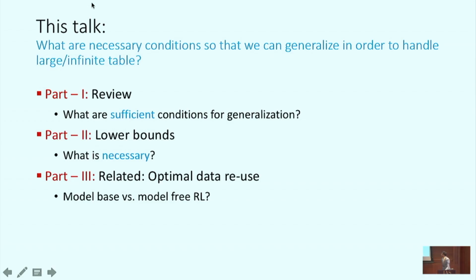Okay, good. So what this talk is going to be about is we're going to start looking at necessary conditions in which generalization is possible to deal with this infinite table. So there's a lot of work on sufficient conditions for generalization. So we're really going to do a whirlwind tour and a little more of a technical tour of what are the sufficient conditions which permit generalization. So we're going to start with this review. Then we're going to start asking what might be necessary conditions for generalization. And we'll talk about some related issues at the end and maybe an open problem.